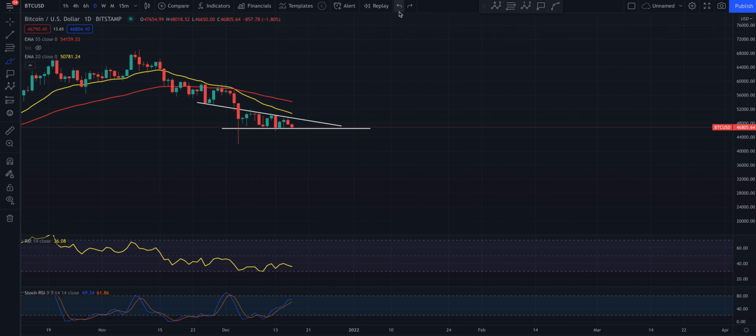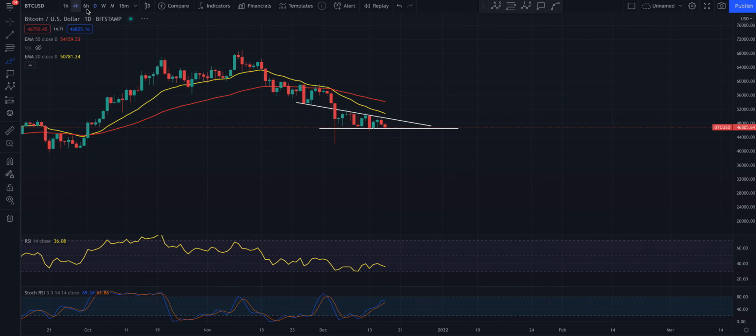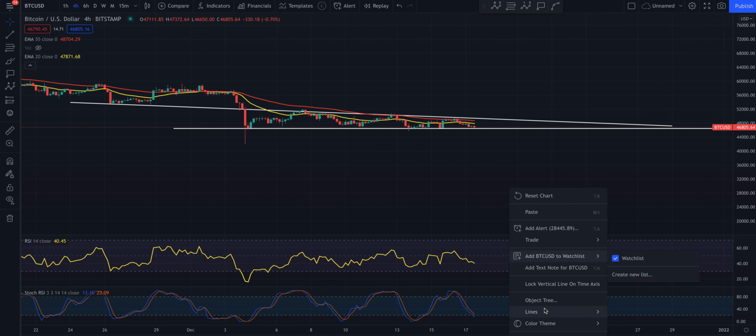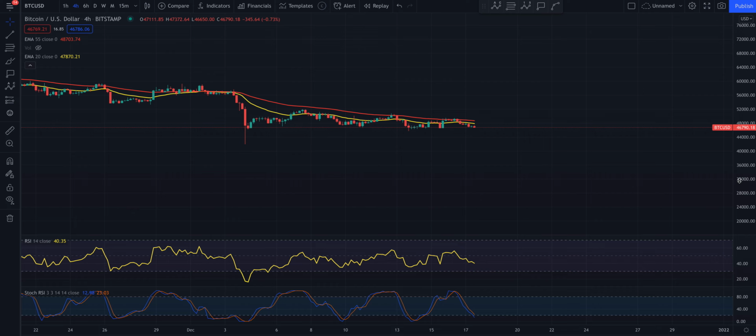But this is what I mean. We need to look at the smaller time frames and see what's going on. So let me get into that currently. Clear these charts off quickly. Remove those drawings.